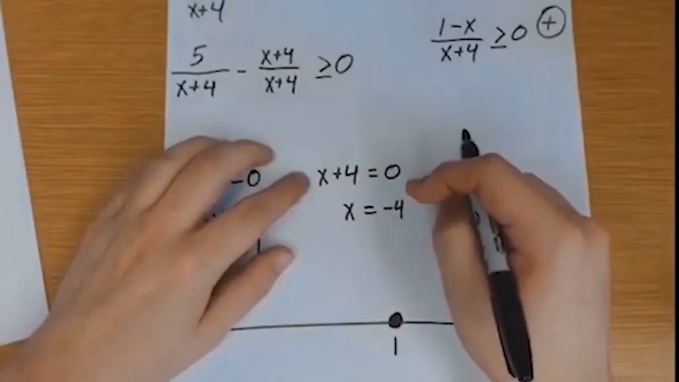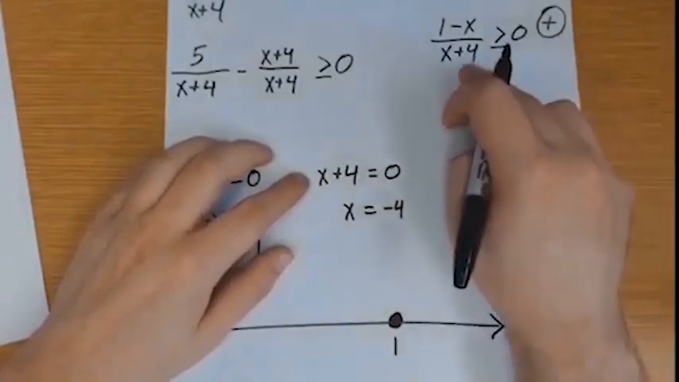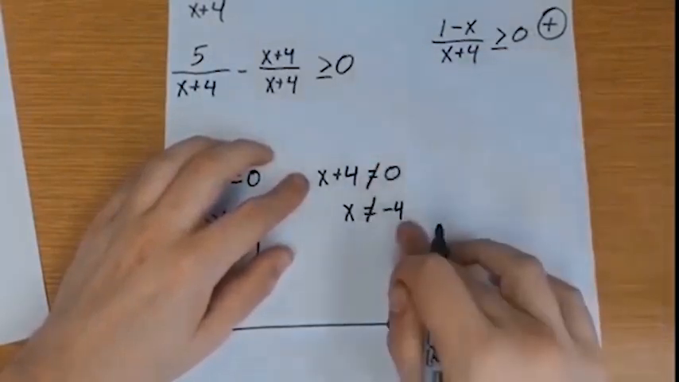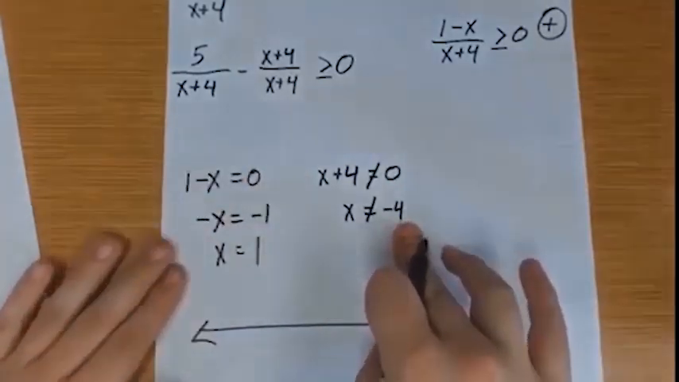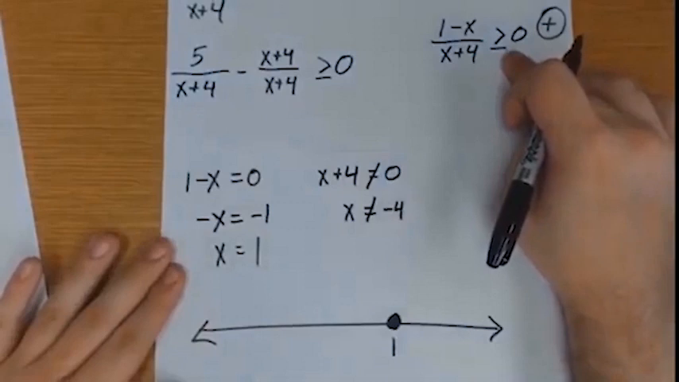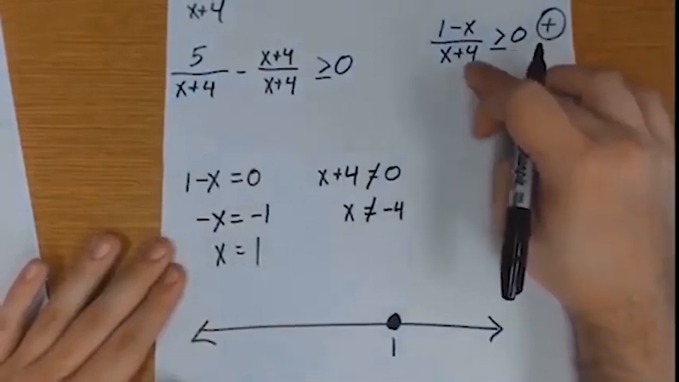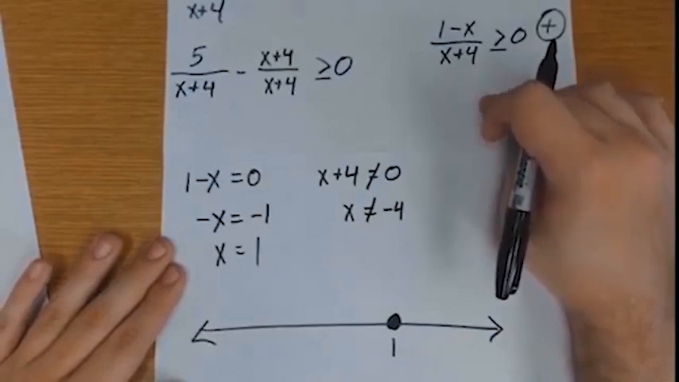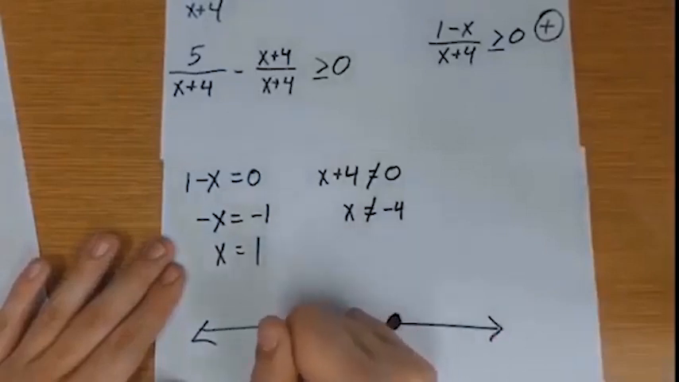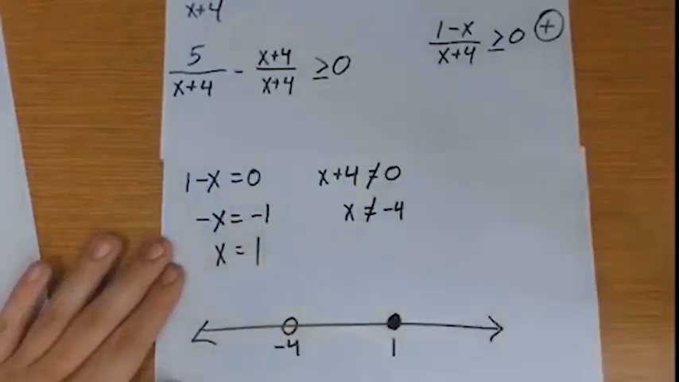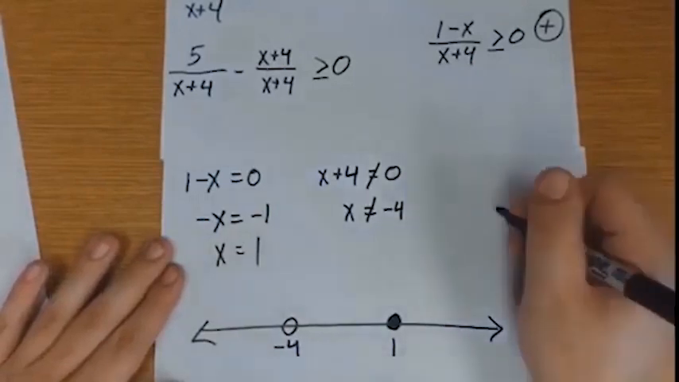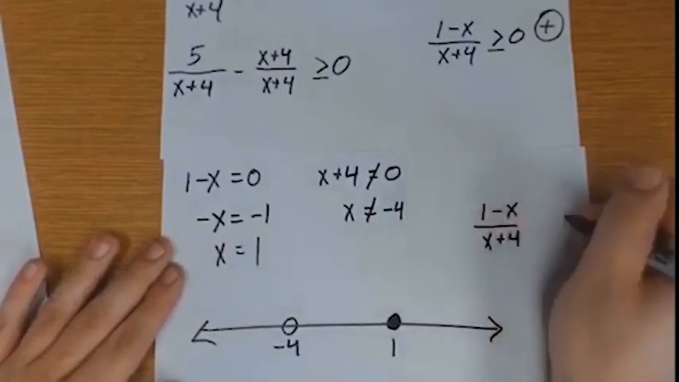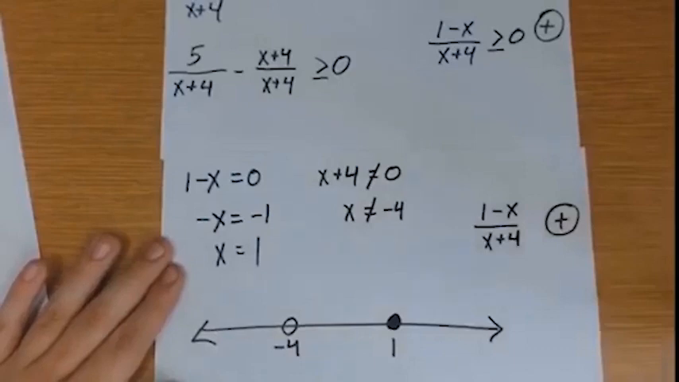X plus 4, that was the bottom. Bottoms of fractions cannot equal 0, which means x cannot equal -4. So even though we have the greater than or equal to sign, because -4 is a number that makes the bottom 0 and therefore makes the rational expression undefined, we have to have an open circle at -4. Again, this is 1 minus x over x plus 4. We want it to be greater than or equal to 0. We want positive results.